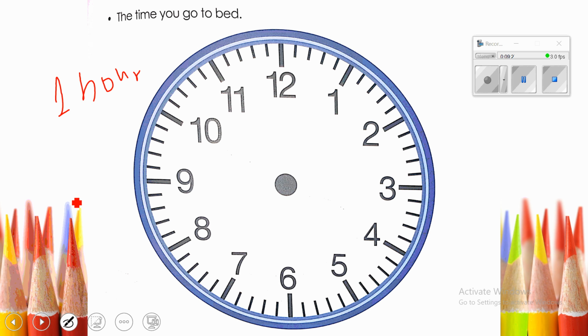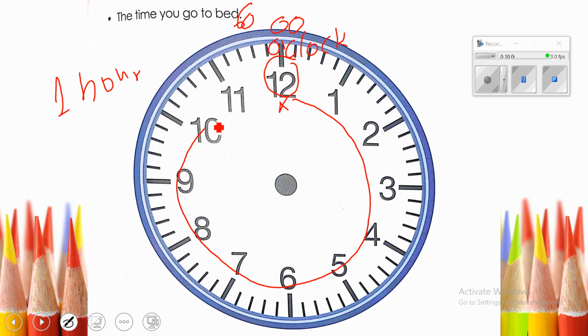Now, you know, number 12 doesn't mean 12 minutes. No. Number 12 in the analog clock means three things. The first thing is 0 minutes, or o'clock, or 60 minutes. So when I make a full round, I make 60 minutes. When I'm from 12, a full round back to 12, I make 60 minutes.